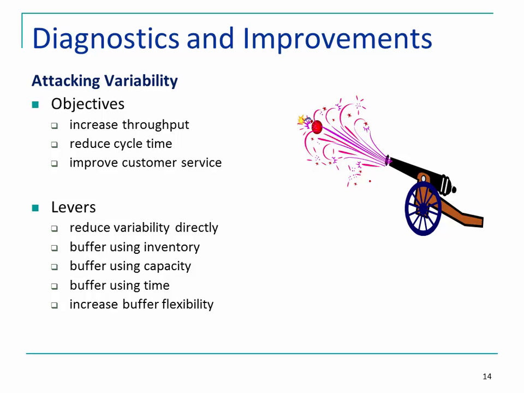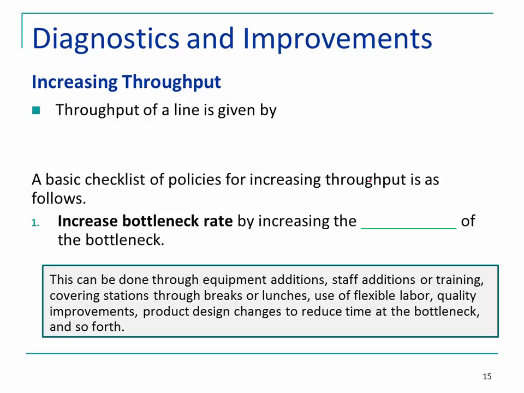So the objective is to increase the throughput, reduce the cycle time, and improve customer service. The levers are: reduce variability directly, buffer using inventory, buffer using capacity, buffer using time, and increase your buffer flexibility. So we have mentioned those points already in class.